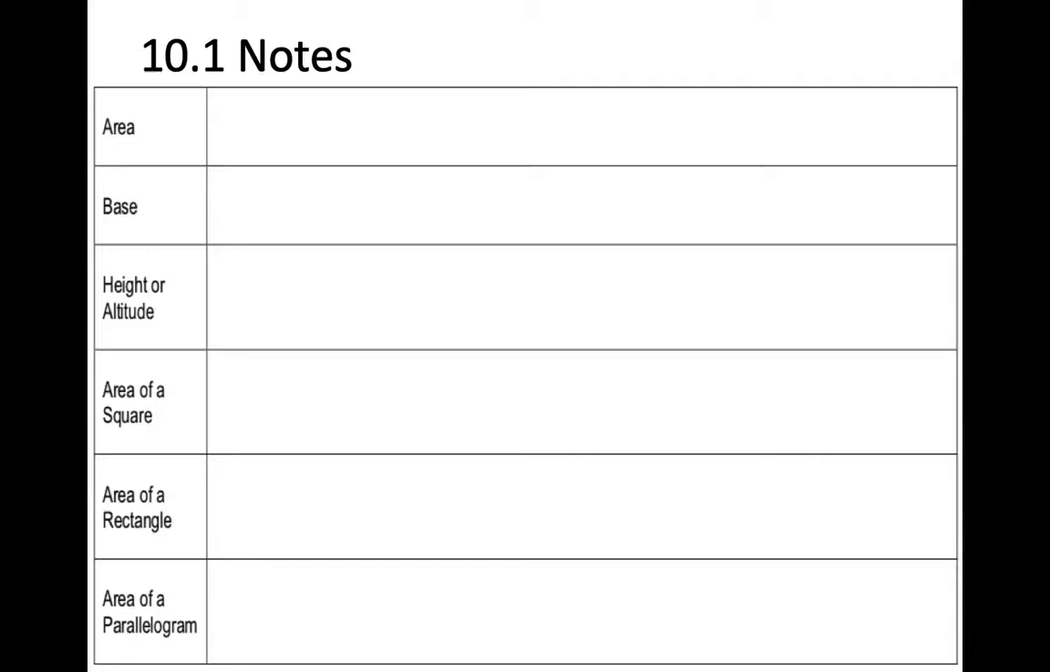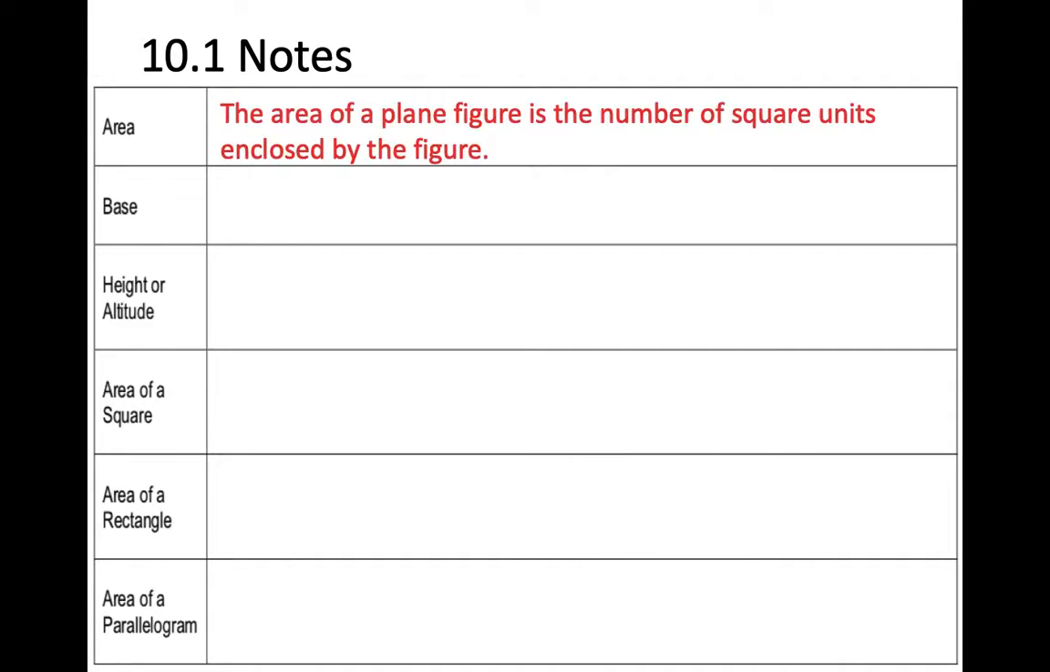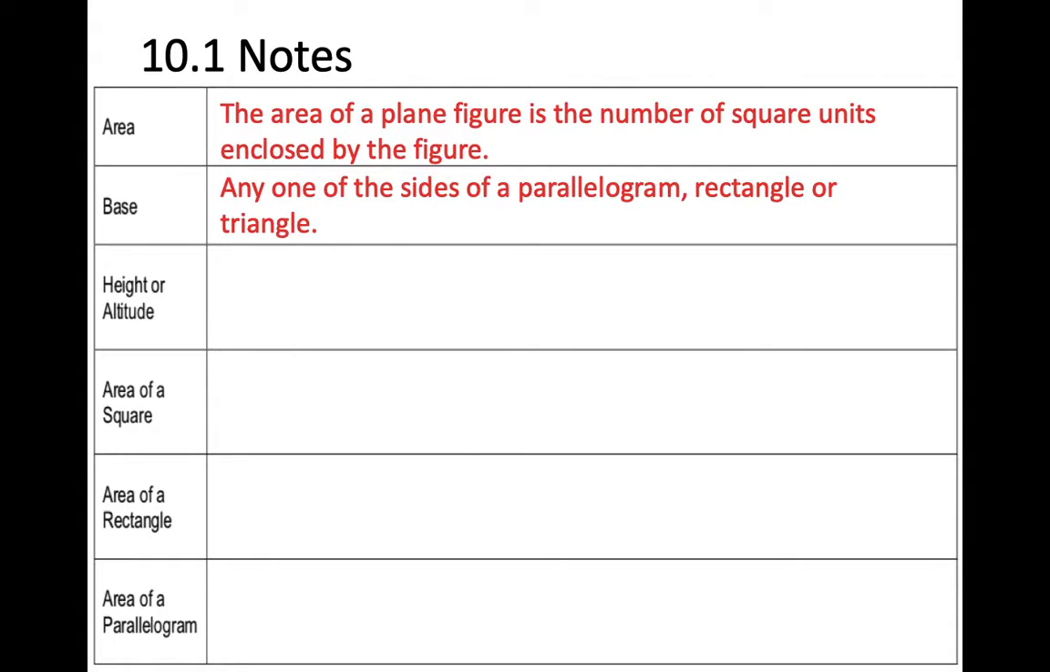Alright, so we've been talking about area. What is area? The area of a plane figure is the number of square units enclosed by that figure. So in area we measure things in square units like square inches, square meters, square miles, whatever. The base is any one of the sides of a parallelogram, rectangle, or triangle. So any parallelogram, rectangle, or triangle has a base.